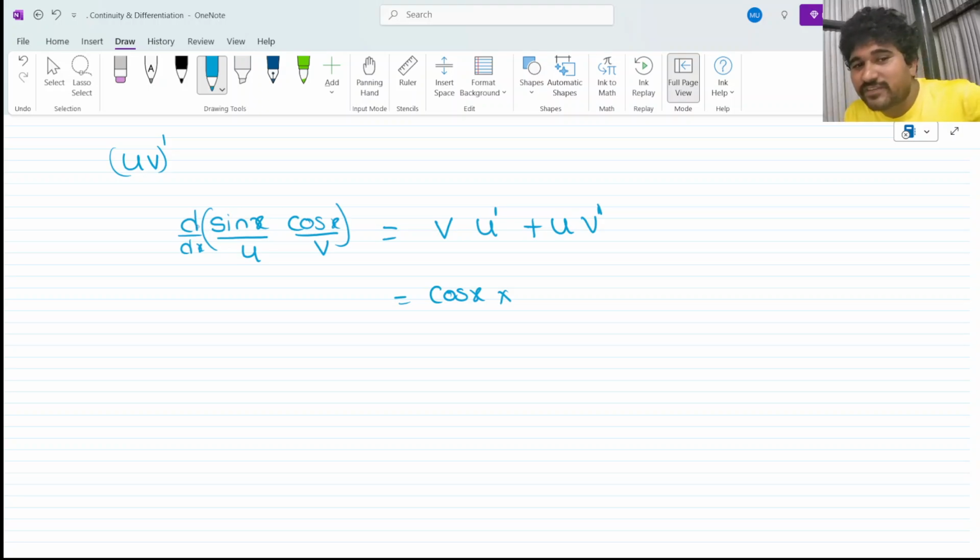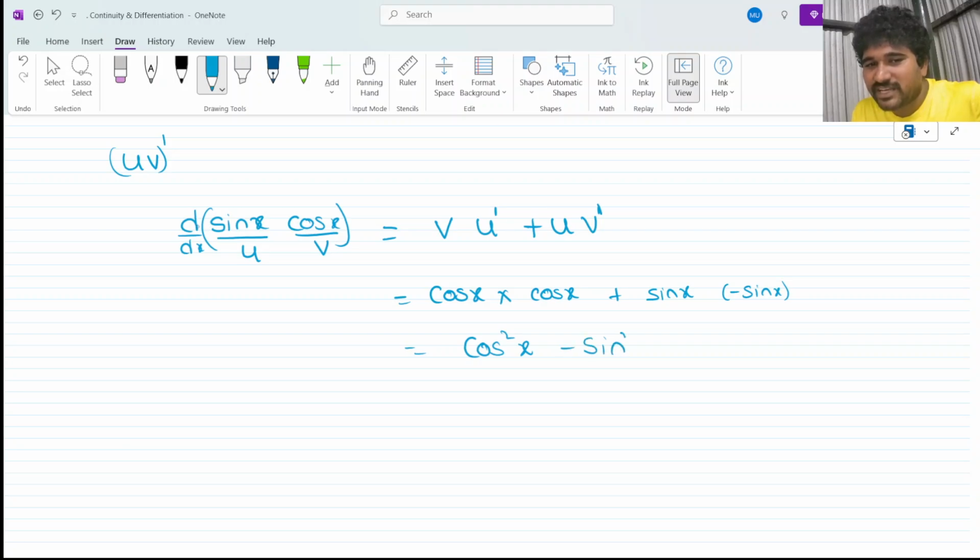What is its differentiation? Very good. Sin x differentiation is cos x. Plus, what is your u? sin x. What is your v dash? The differentiation of cos x is minus sin x. Rearrange properly: cos square x minus sin square x. What is this? Cos 2x. Cos square x minus sin square x is the formula for cos 2x. Hope you understood how to do this.